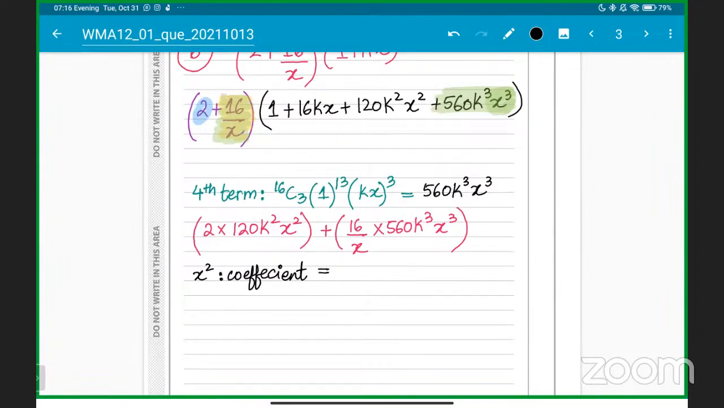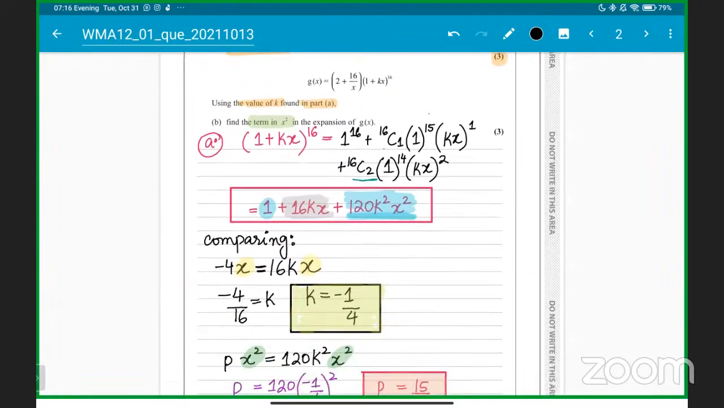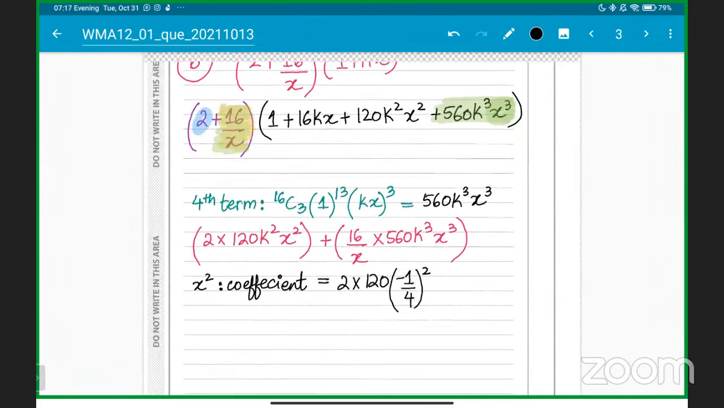Coefficient or the term means the same thing. You plug in the value, substitute. So 2 times 120 times k square. The k value was minus 1 over 4, whole square. You will have to substitute the k value in this as k square. So it will be 2 times 120 into minus 1 over 4 to the power of square. I got this as 15. Okay, 15x square has come here.